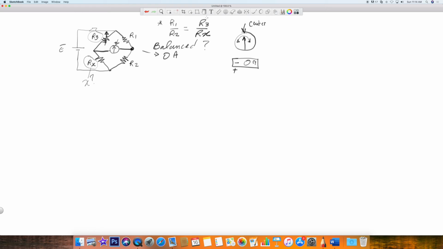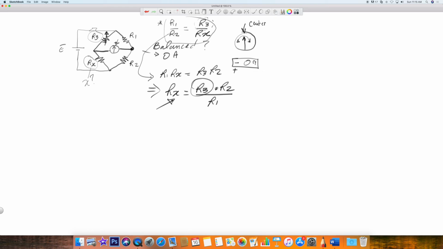Now we figure out what the value of R3 is. What did we get it to? Once we know that, we can deduce from this ratio that R1 times Rx equals R3 times R2, which means Rx will be equal to R3, the value that you find, times R2 divided by R1. Hence, that will give you the Rx.